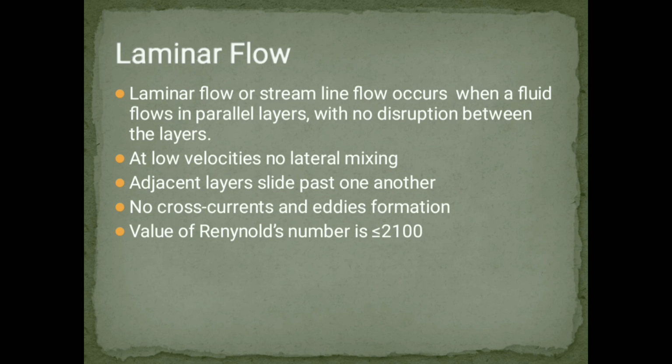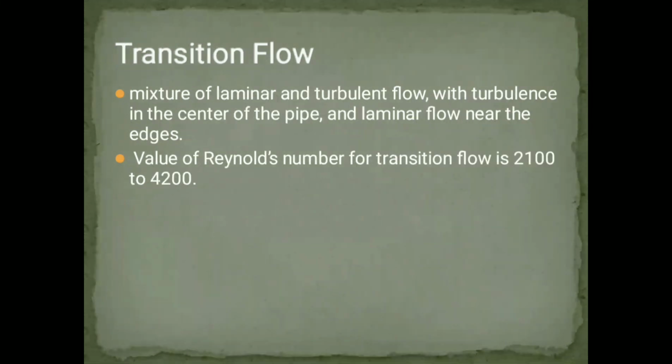We can say that laminar flow is a flow regime characterized by high momentum diffusion and low momentum convection. We can also measure whether the flow is laminar or not by the Reynolds number. If the value of the Reynolds number for a fluid flowing is less than or equal to 2100, then the flow is laminar.